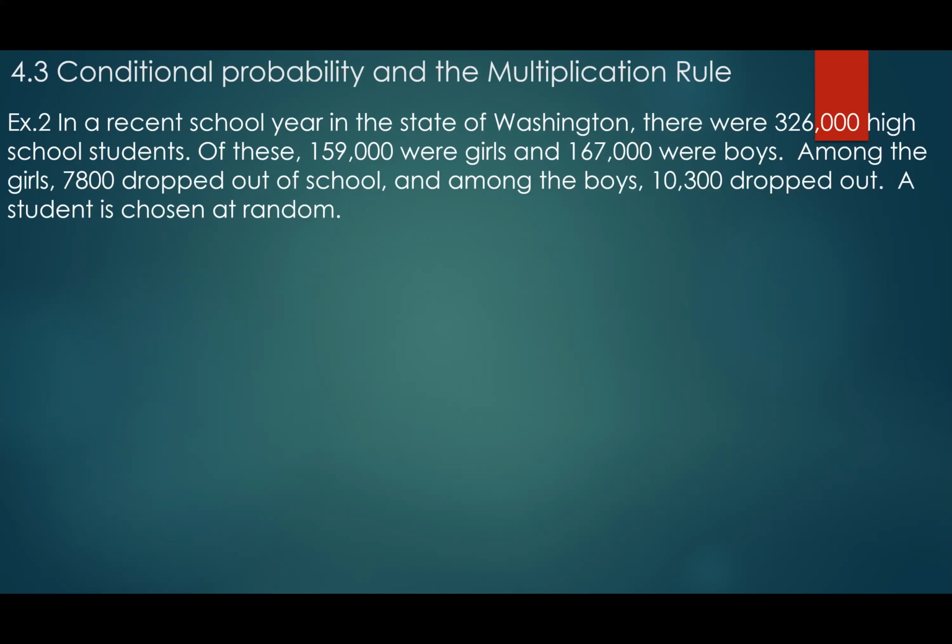In recent years, in the state of Washington, there were 326,000 high school students. Of these, 159,000 were girls and 167,000 were boys. Among the girls, 7,800 dropped out of school. Among the boys, 10,300 dropped out of school. One student is chosen at random. Now they ask you this question.